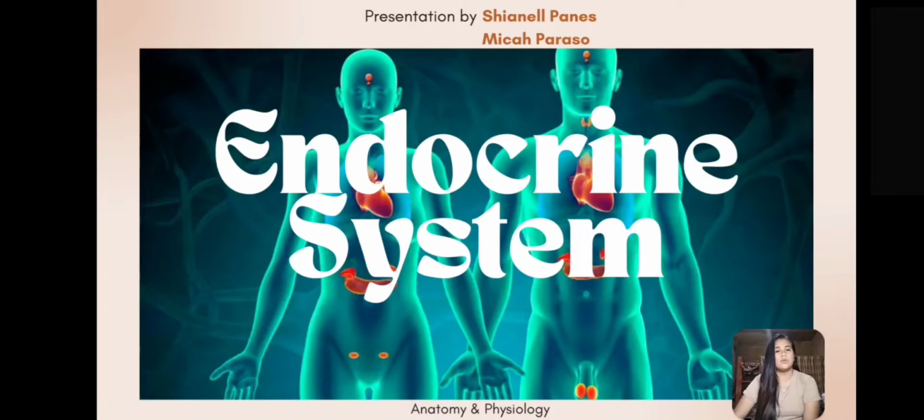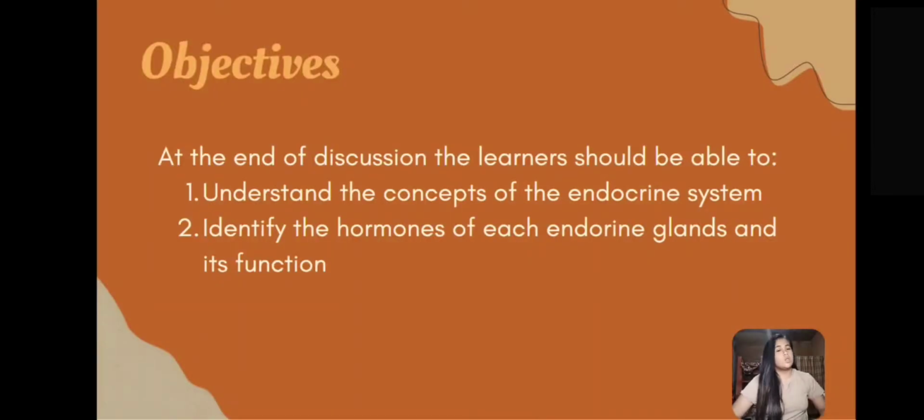So allow me to tell you our objectives. At the end of the discussion, the learner should be able to, number one, understand the concepts of endocrine system, and number two, identify the hormones of each endocrine gland and its function.